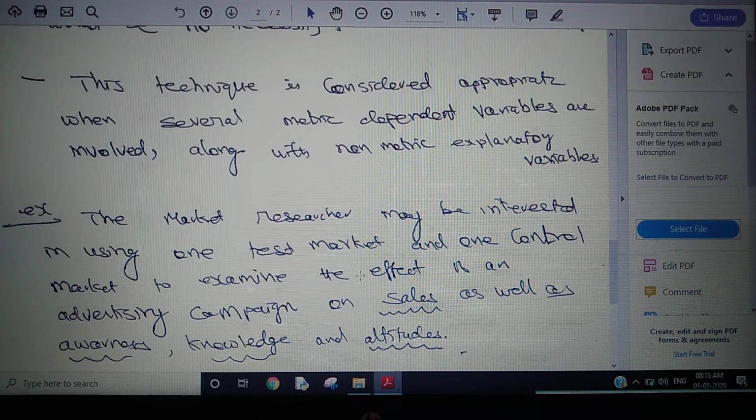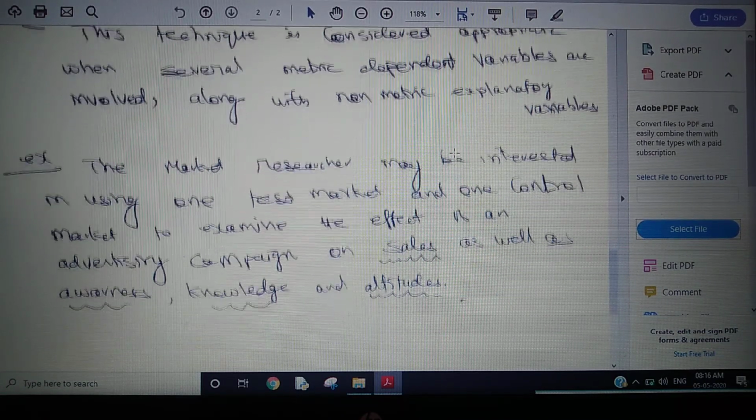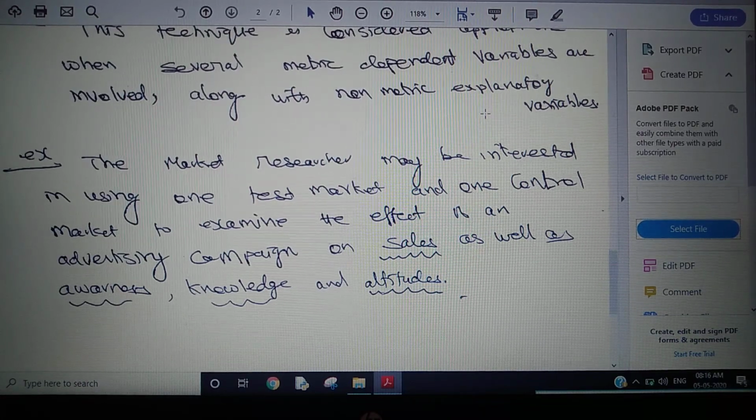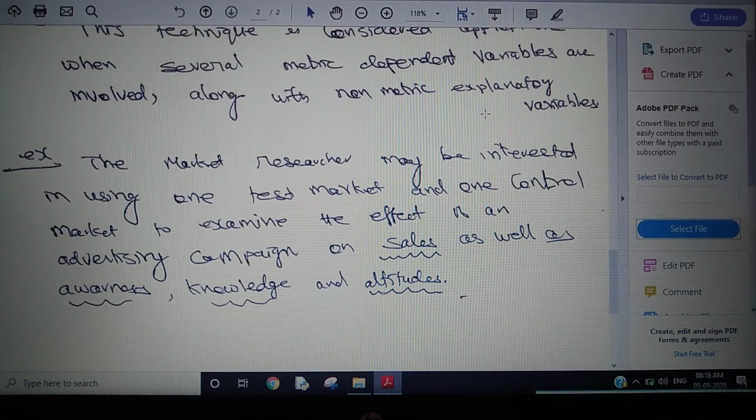So there are three conditions for the MANOVA test. One is more than one dependent variable. Second, the dependent variables are correlated, that is, there is some association. If they are not interrelated, there is no need of MANOVA. The two dependent variables are related, and that too metric. And these dependent variables depend on some other independent variables, and the independent variables are non-metric.